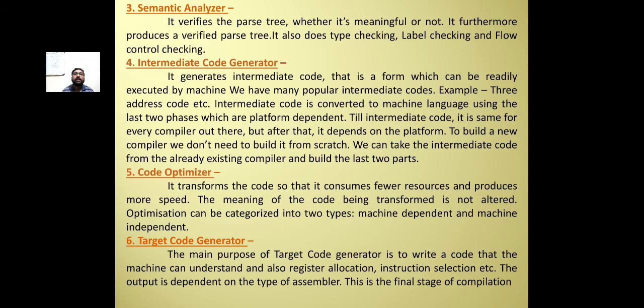Target code generator. The main purpose of the target code generator is to write code that the machine can understand, and also register allocation, instruction selection, etc. The output is dependent on the type of assembler. This is the final stage of compilation.